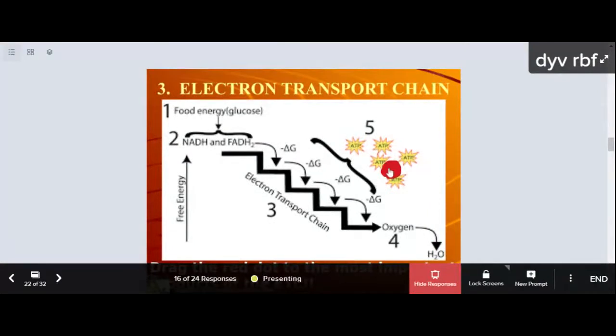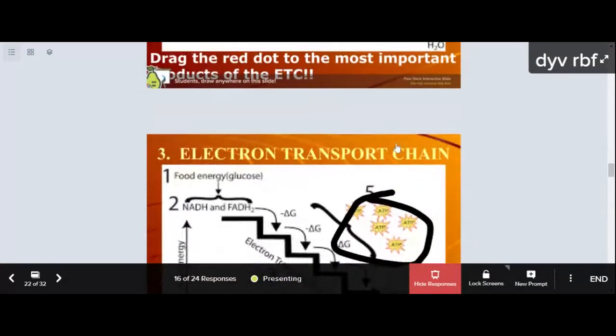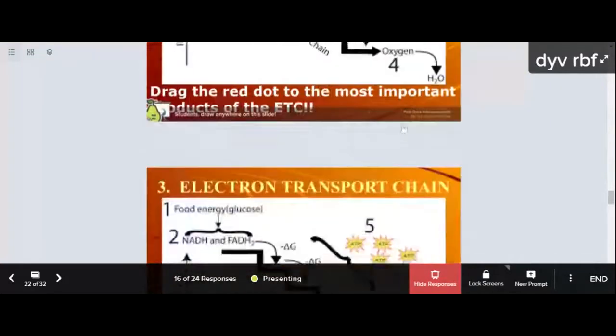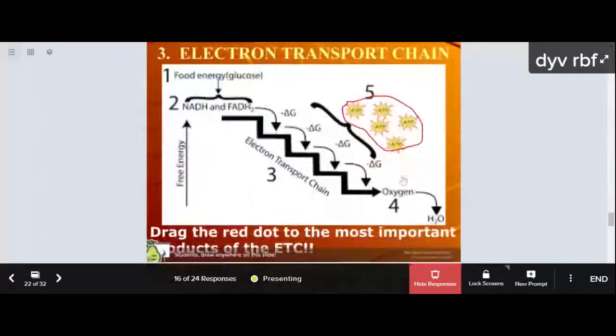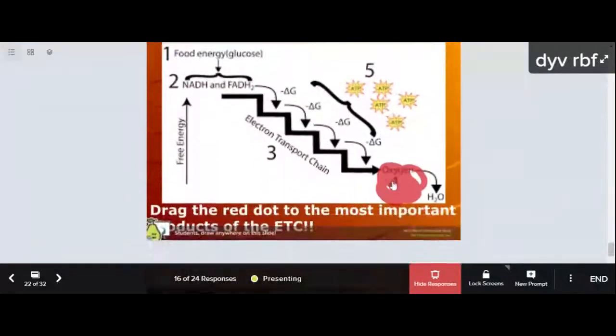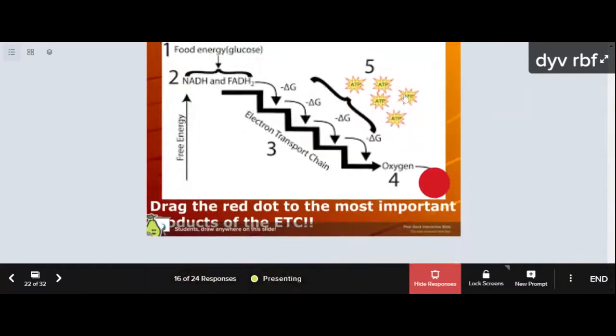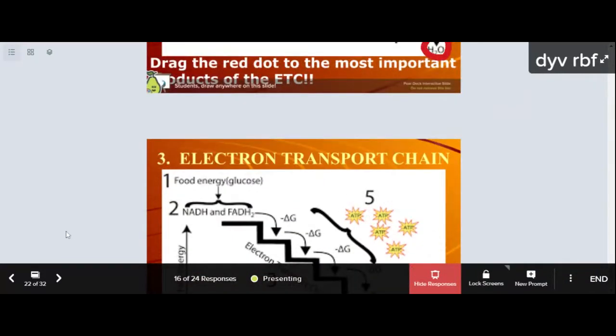What's the most useful thing for the cell? The ATP, yeah, there you go. The ATP is the most useful thing coming out of all this for the cell, because ATP can make all kinds of things in the cell happen: active transport, flagella beating, muscle fiber contraction, all those things. So it's the ATP, the most useful thing coming out of this.